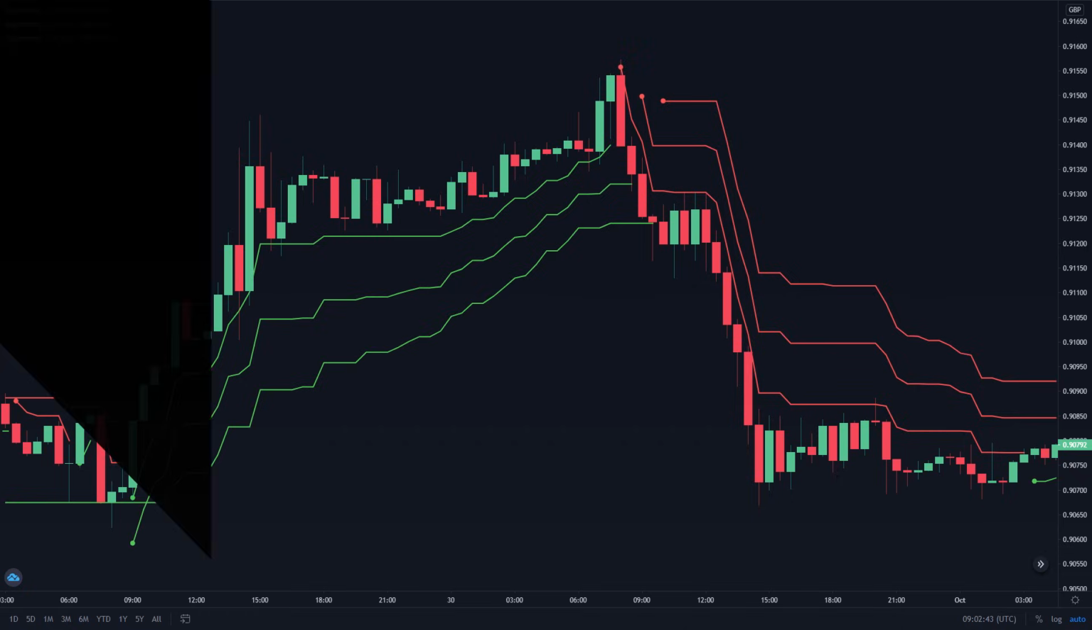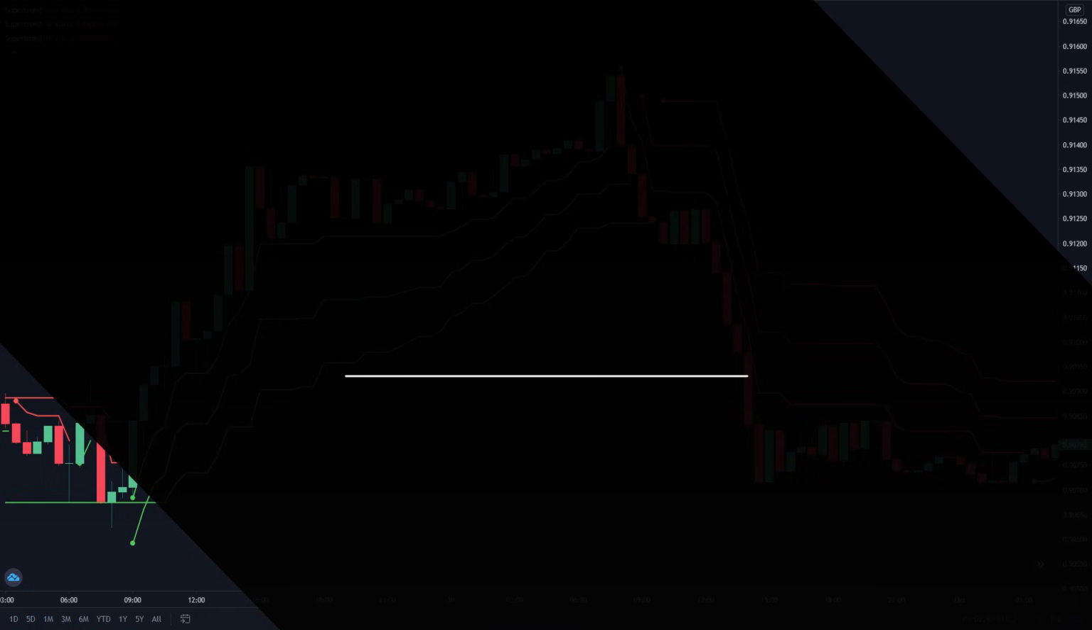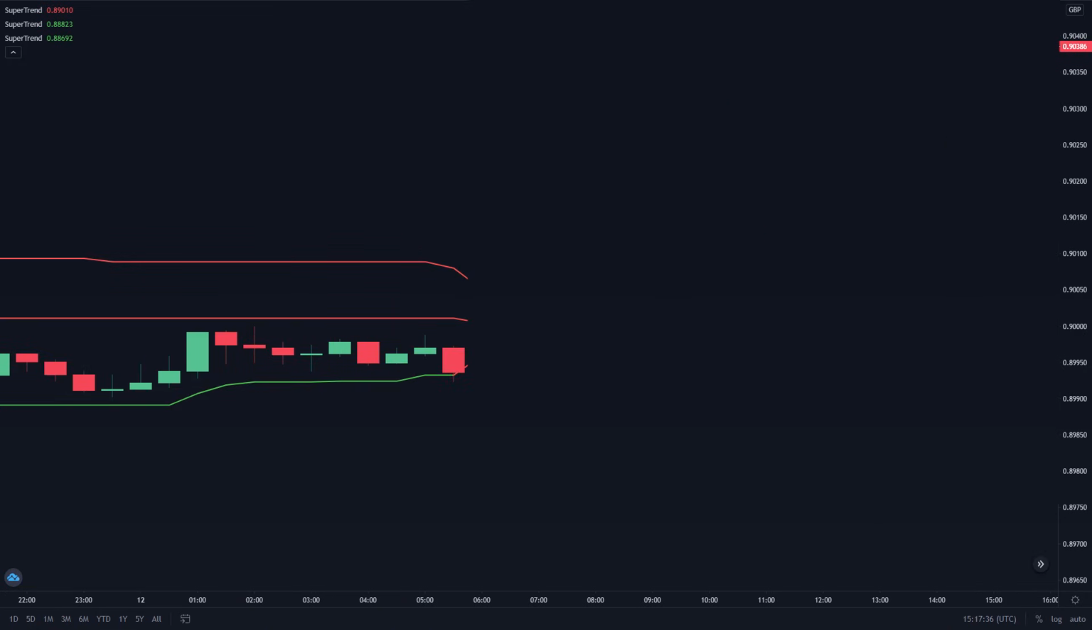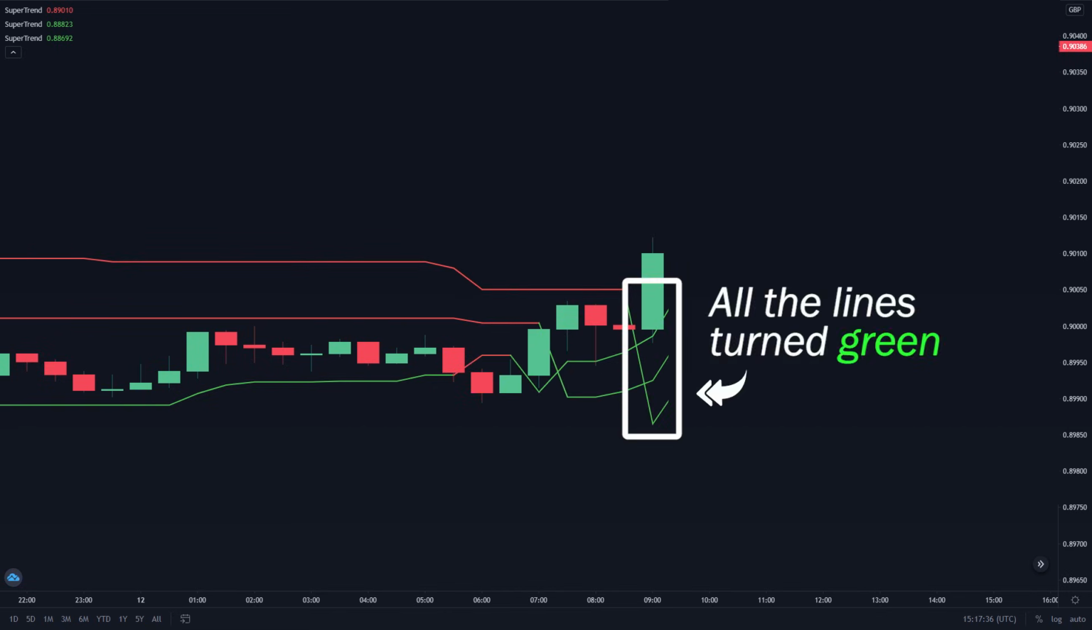The way we use the Supertrend strategy is by only taking positions if all the lines are the same color. For example, in this chart, we can see that the bottom line turned green, but the other 2 lines are still red, so you don't want to take positions yet. Next, you can see at this point, all the lines turned green, and this is where you want to take a buy position.